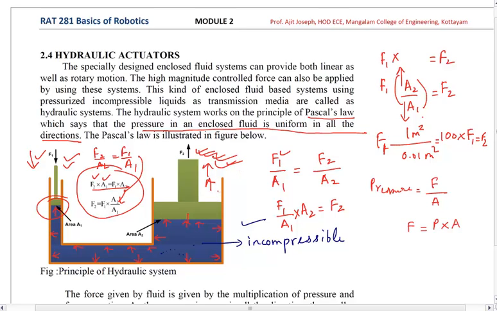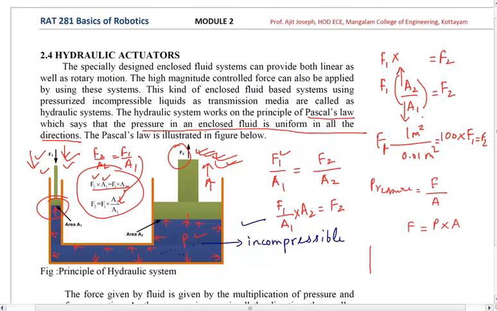So that is how the hydraulic actuators work. Now people always feel that someone has to apply a force here. No, the only thing that we have to do is increase the pressure inside this liquid. If you increase the pressure of the liquid, automatically the force will be multiplied here. So one way of increasing the pressure in this liquid is by applying a force here.